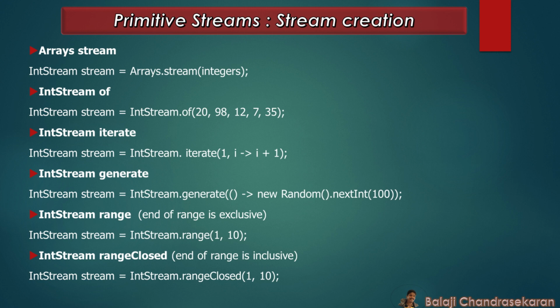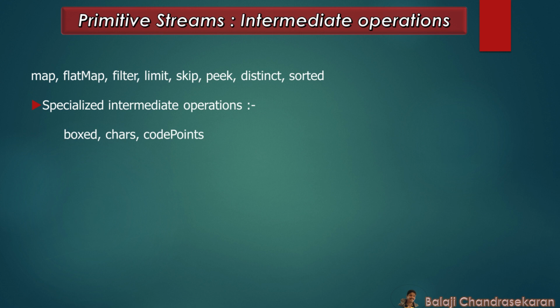These are some of the methods provided in the Java standard library to provide convenient ways to create streams of integer values. In the same way, the methods in LongStream and DoubleStream can be used to create streams of long and double values respectively. Primitive streams are particularly useful when working with large datasets of primitive values as they offer improved performance compared to streams of boxed objects. Primitive streams support a wide range of intermediate operations similar to regular streams, including map, flatMap, filter, limit, skip, peek, distinct, and sorted.